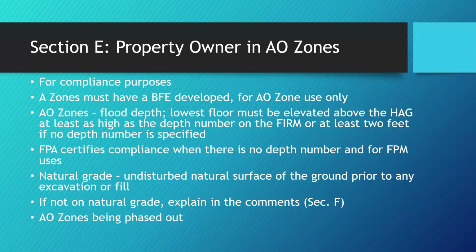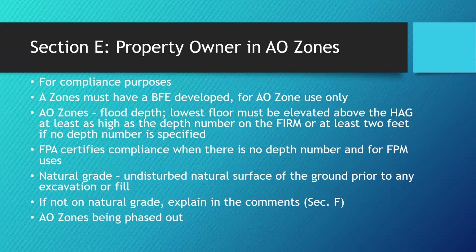So Section E is for the property owner in AO zones. That's one of the shallow flooding zones that I mentioned. It's for compliance purposes. It says A zones as well, but in Kansas, we have to calculate those, so they don't go in this section. This is for only AO zone use.